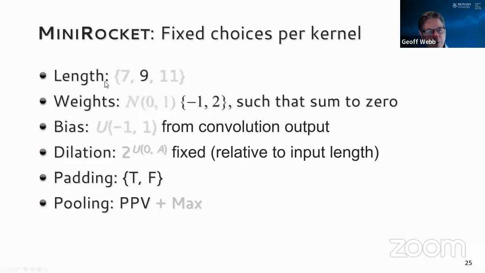So all the filters are of length 9. The weights are either -1 or 2. And we take all combinations of 9 values of -1 and 2 such that they sum to 0. So that means all combinations where you have 6 -1s and 3 2s.